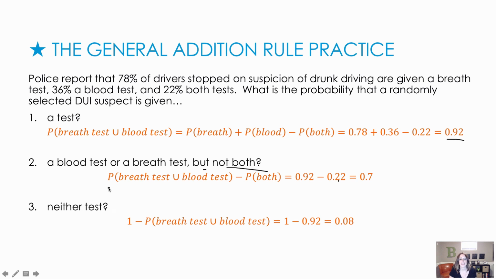People who had neither test, that would be 1 minus the probability that they had either, which is that 0.92. So 1 minus 0.92 gives me 0.08.